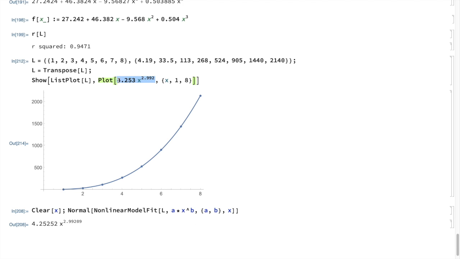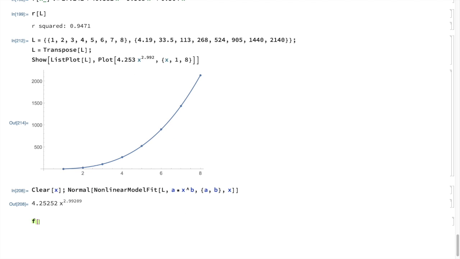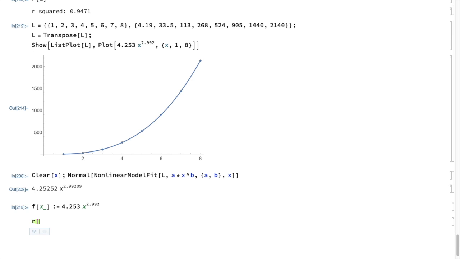And let's calculate our r squared value now. So I'm going to declare my function here. And what's r of l? My r squared value is 0.954, followed by a string of nines and a five. So pretty much one at this point. It's almost perfectly on it.